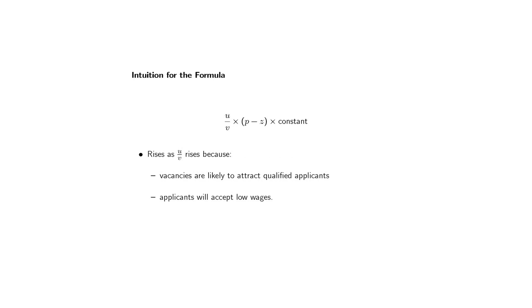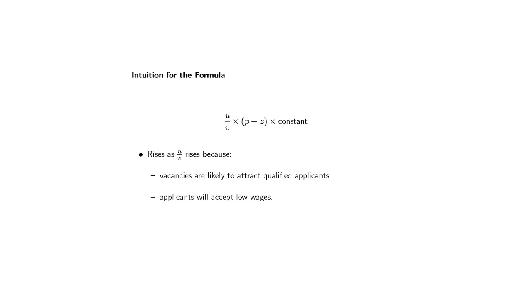So here's the formula again. There's U over V. So let's first talk about why this is the right sign. What's the intuition for the formula? Remember, this is the benefit to the firm of creating a job. So they pay the cost K. Why do they pay the cost K? It's in order to create a vacancy. They pay that cost K in order to get these benefits.